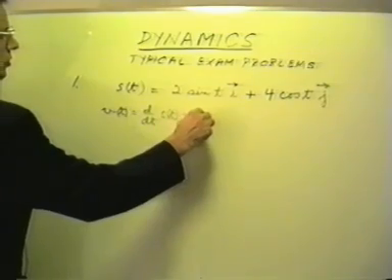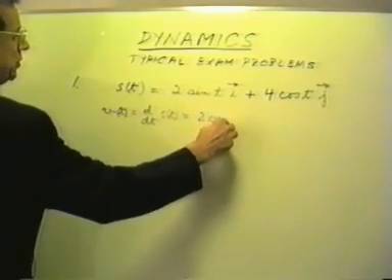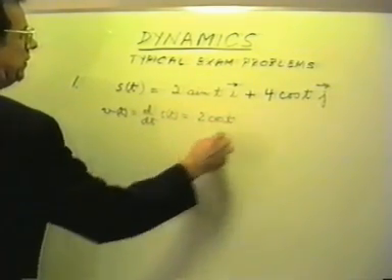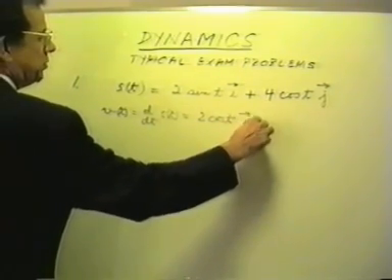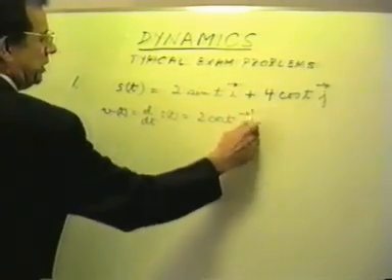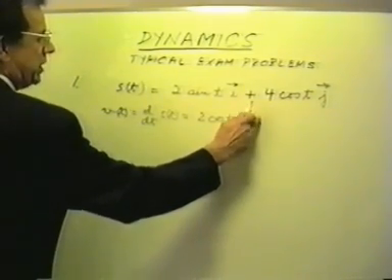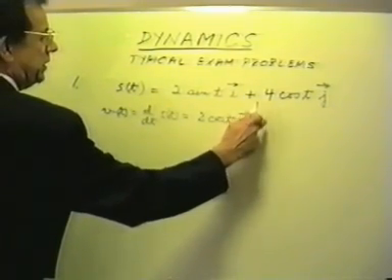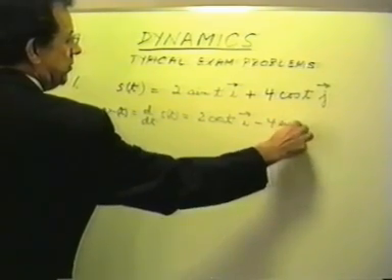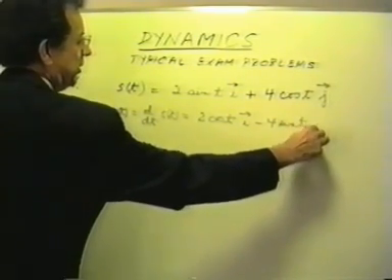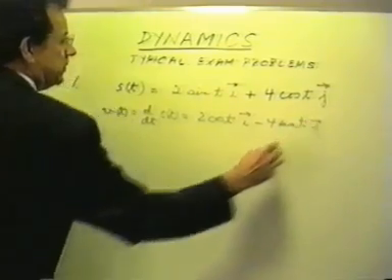When you differentiate that, the derivative of the sine is the cosine, so we have 2 cosine t, plus, and this is still with an i in this direction, plus we have 4 cosine. Well, the derivative of the cosine is minus the sine, so make this a minus over here, minus 4 times the sine of t, and that's in the j direction.